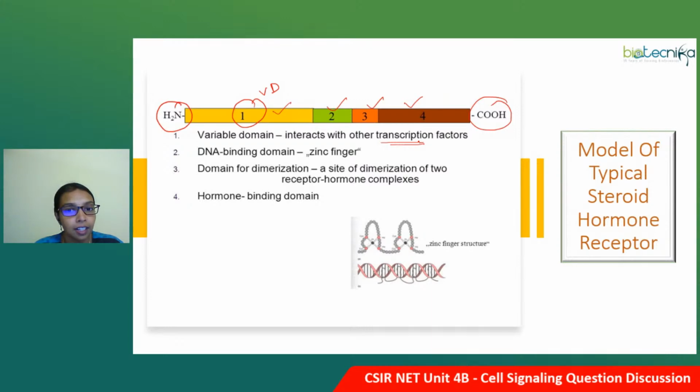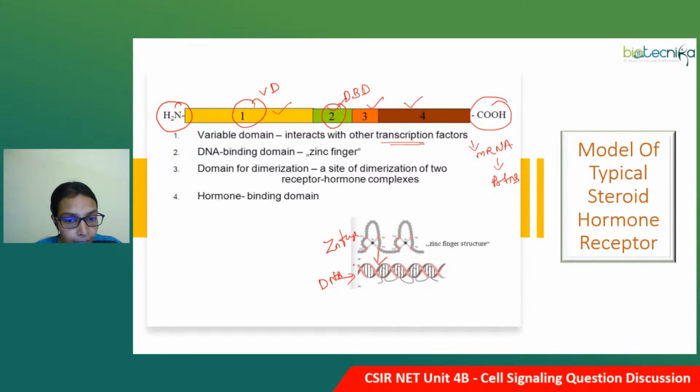And why do we need transcription factors? In order to generate mRNA, because after that only you'll get the proteins, right? Then the second domain is DBD. So this is your DNA and this is your zinc finger motif. So they will bind to the DBD domain.